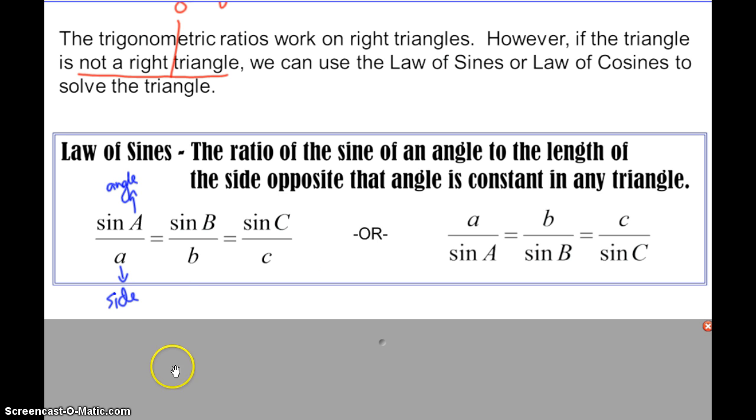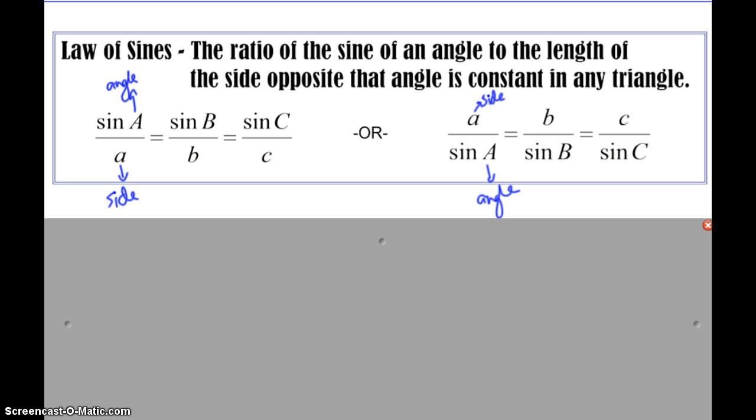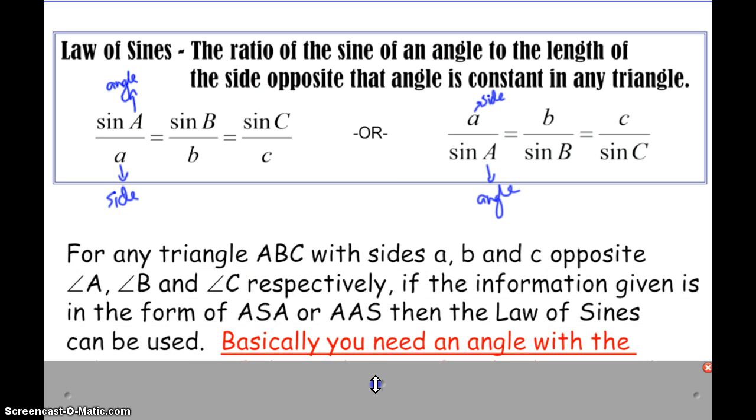I can write that ratio either way: sine of the angle on top and side on the bottom, or like I have over here on the right, I can put my sides on top and my angles on the bottom. If I set up that ratio between each of my sides and angles, then it's constant for each of those pairs. So for each pair, the sine of an angle and its opposite side, we have a constant ratio. What that tells us is that when I have a pair, I can use that pair against another pair where maybe I have an unknown, and I can solve with what I know.